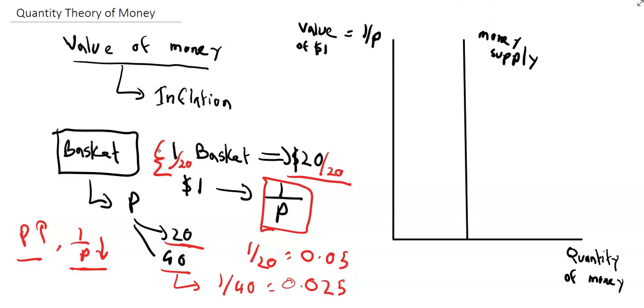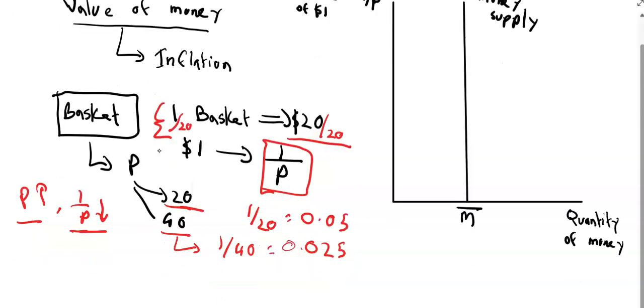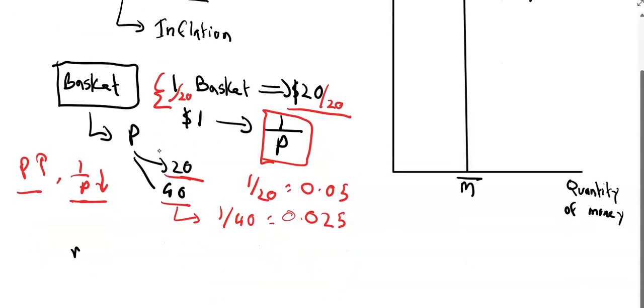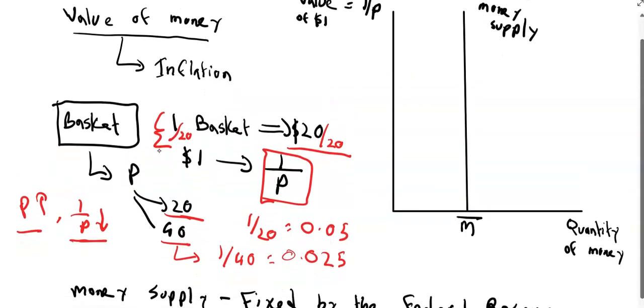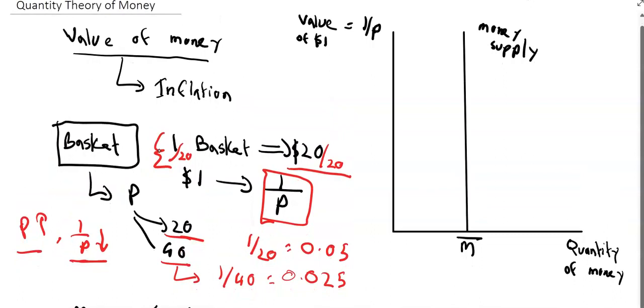The reason the money supply is a vertical line, and we will call this, let's say, at M, is that this amount is actually fixed by the Fed. So this amount is fixed by the Federal Reserve, and it is a vertical line, basically not sensitive to the value of money. So they fix this amount that we are going to release, let's say $10 trillion or $20 trillion, to the market.